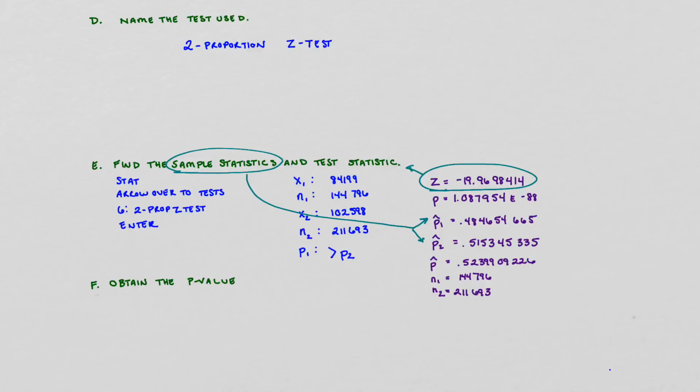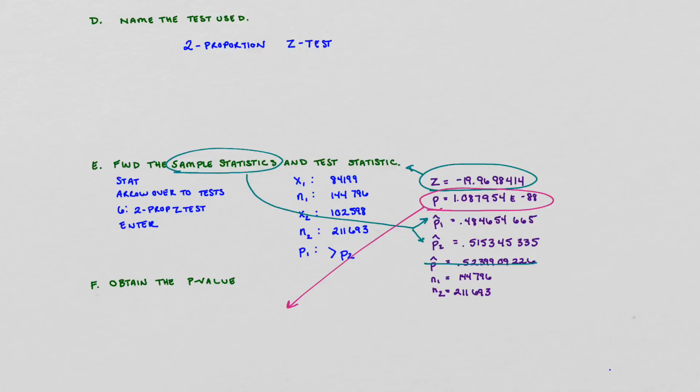The P hat that you see below is if we pooled everything together. We don't really need to worry about this number. And you can see that N1 and N2, those are just your sample sizes repeated again on the screen. The P that you see, I'm going to call this one out in a different color. This is your P value, so that answers our next question below.